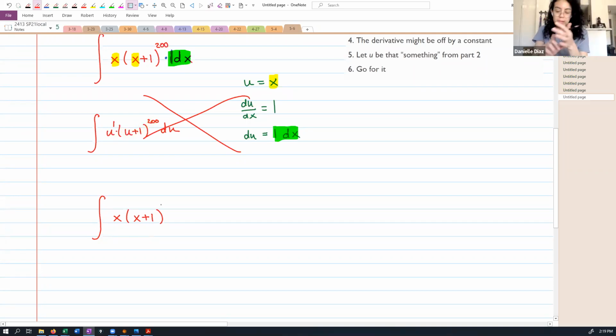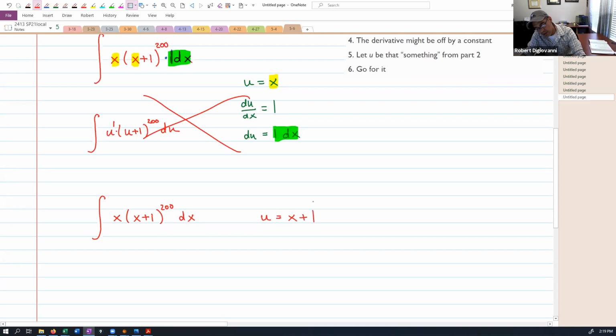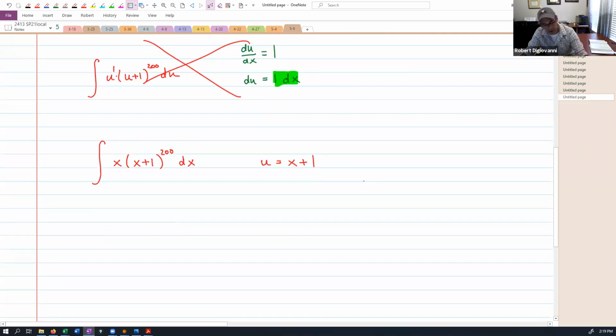Okay. So let me go back to the original problem and let's make this substitution U is X plus 1, which doesn't seem that much better than just doing X, right? It doesn't seem like this can be much better, but it's going to work. Okay, watch. Du over dx is equal to 1. That means du is equal to 1 dx.